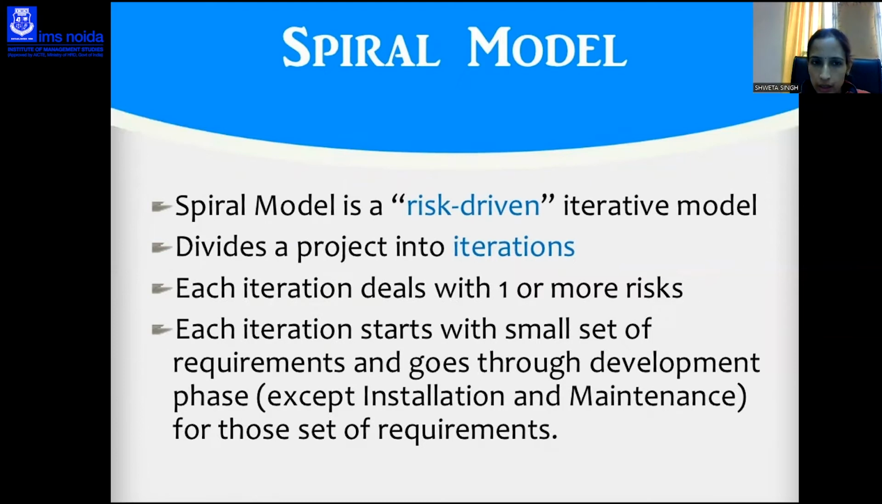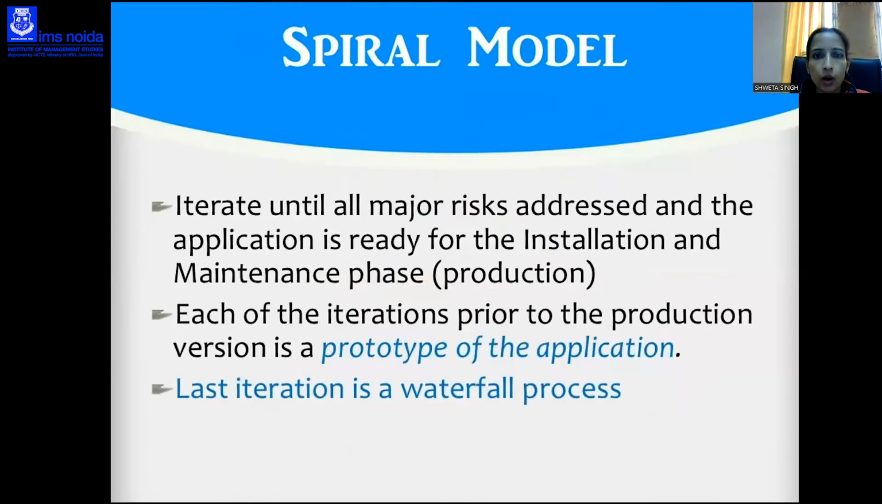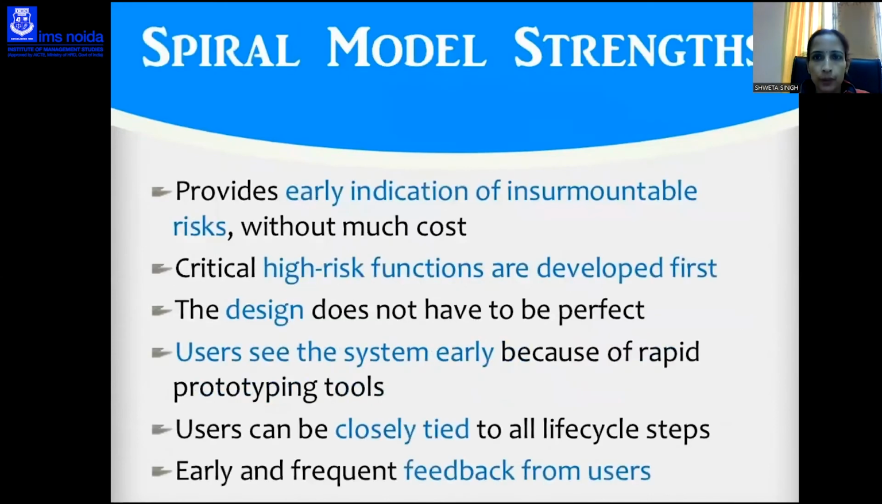Each iteration deals with one or more risks. Each iteration starts with a small set of requirements and goes through the development phase for those requirements. Iterate until all major risks are addressed and the application is ready for the installation and maintenance phase. Each iteration prior to the production version is a prototype of the application. The last iteration is a waterfall process.